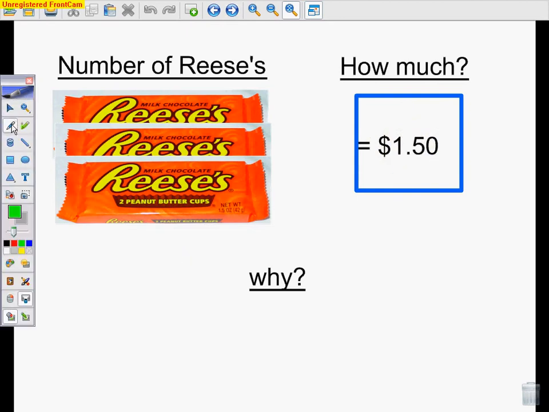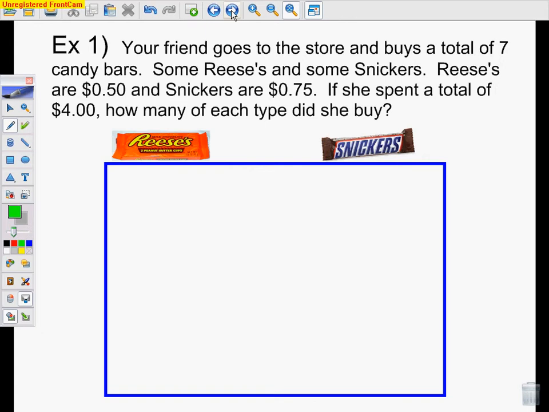We take the cost of the Reese's, which is 50 cents, and we multiply that by the number of Reese's that you buy. Okay? And if I let R equal the number of Reese's, this expression here would allow us to find out how much we spend total no matter how many Reese's we buy. Now, let's apply that to a linear system word problem.